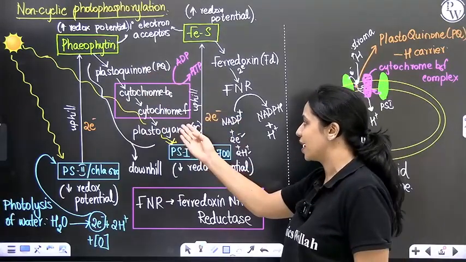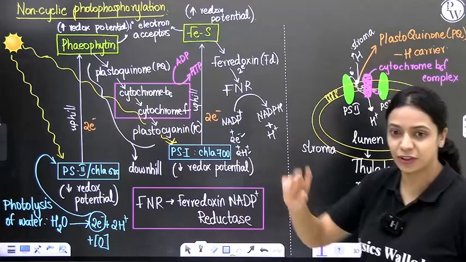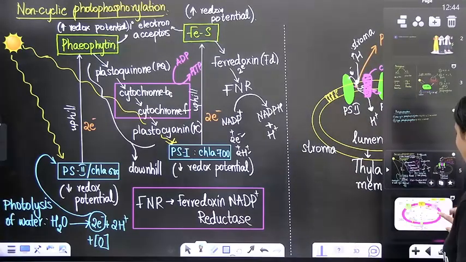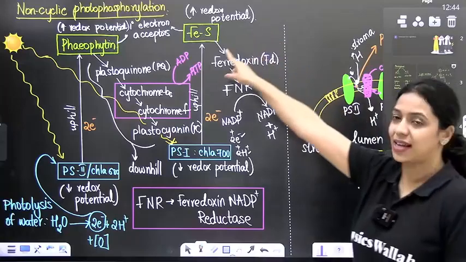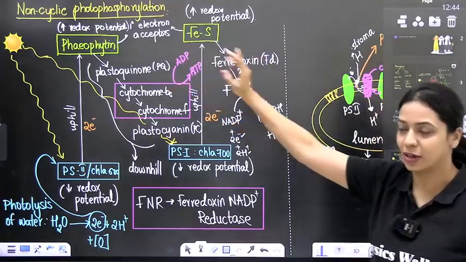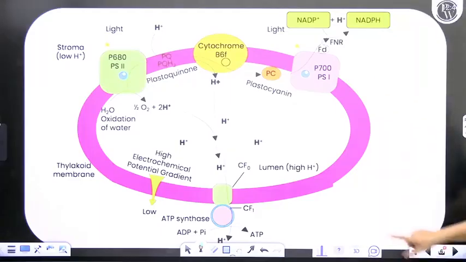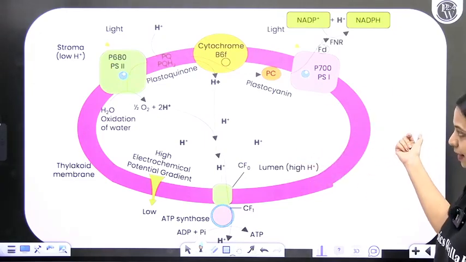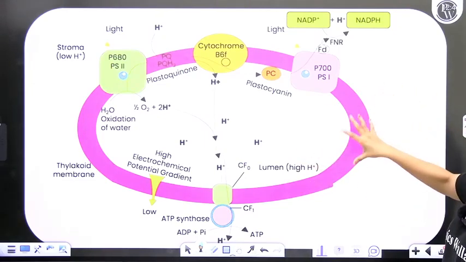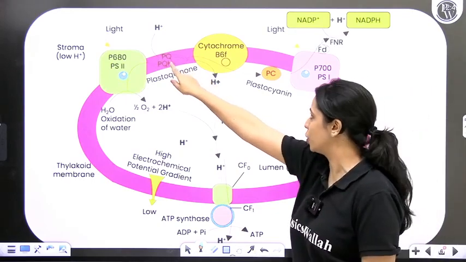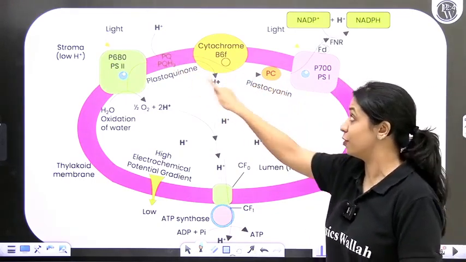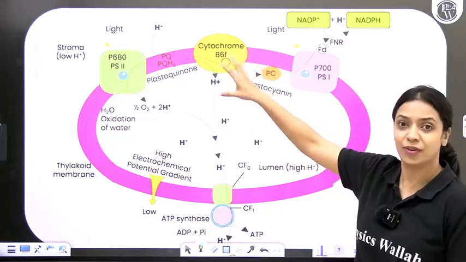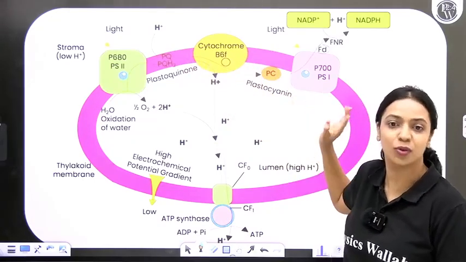Plastoquinone or plastocyanin or cytochrome B6F, none of these are mentioned in non-cyclic photophosphorylation in your textbook. When they're talking about non-cyclic photophosphorylation, they're not talking about it. But if you look at this diagram that is given for explanation of how ATP is formed, this comes later. In this diagram, they've used PQ, they've used PC, they've labeled it, they've used cytochrome B6F. That is why I have explained it to you by making use of all this.